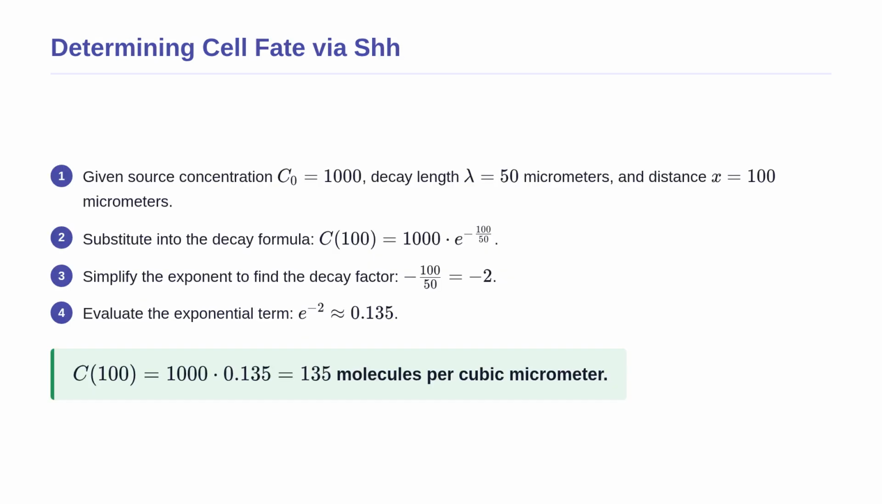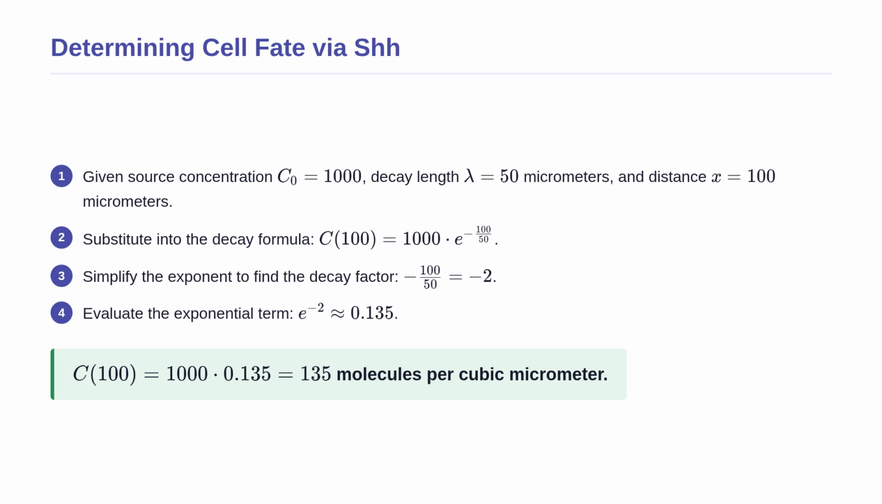Now that we have our decay formula, let us apply it to a famous morphogen called Sonic Hedgehog. We are given a source concentration of 1,000 molecules, a decay length of 50 micrometers, and a cell located 100 micrometers away. We need to know if the concentration reaching this cell is above the threshold of 100 molecules required to become a motor neuron.